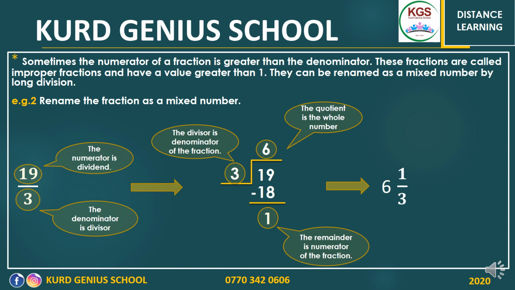Here, we will need the divisor, the quotient, and the remainder to form the mixed number. The remainder is the numerator of the fraction in the mixed number. The quotient is the whole number in the mixed number, and the divisor is the denominator of the fraction in the mixed number.